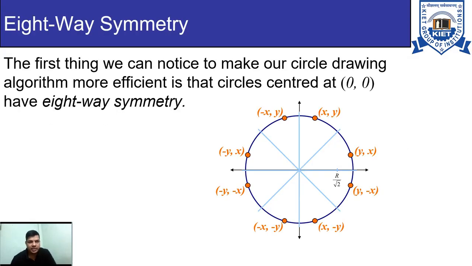Now, a circle has a property called octant symmetry, also known as eight-way symmetry. That means the circle has 8 parts and we have to approximate only one part, and the rest of the 7 parts can be drawn by the concept of octant symmetry.